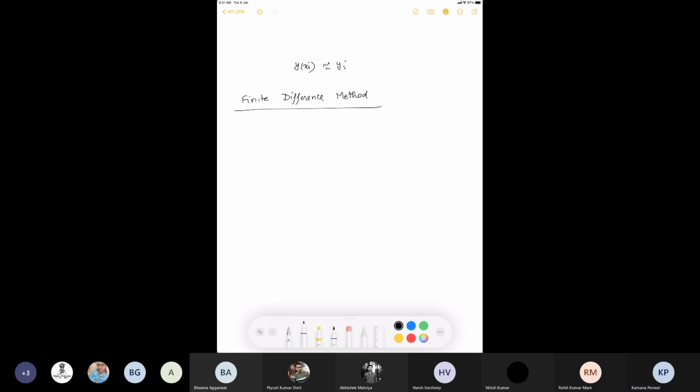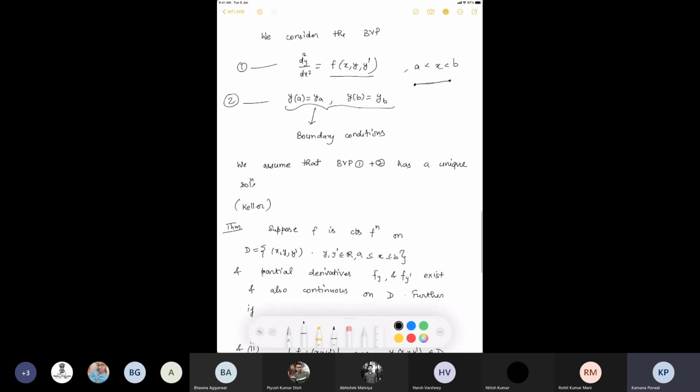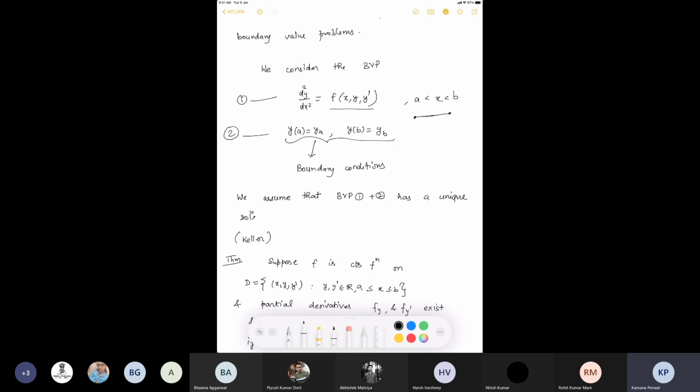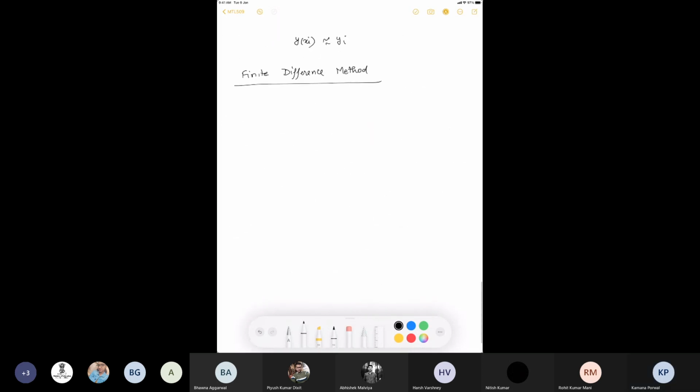So basically what we are going to do in the finite difference method: let's look at the differential equation. We have the second derivative coming here and the first derivative coming here. We will be approximating these derivatives suitably, and that will give us the numerical method. As we have seen in the case of the initial value problems as well, the first step is to discretize the domain. So we have the domain [a, b].